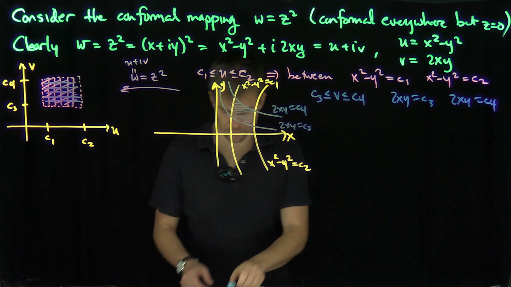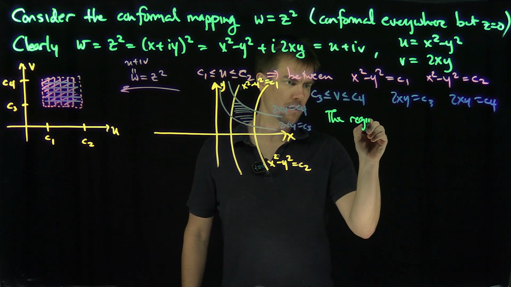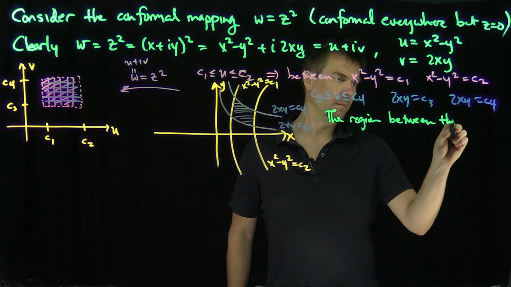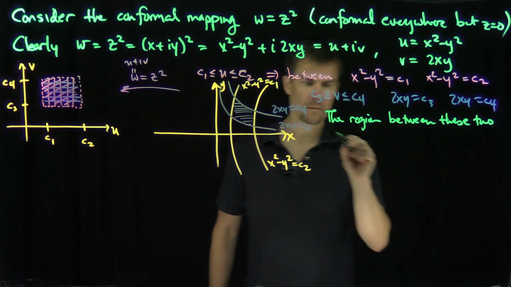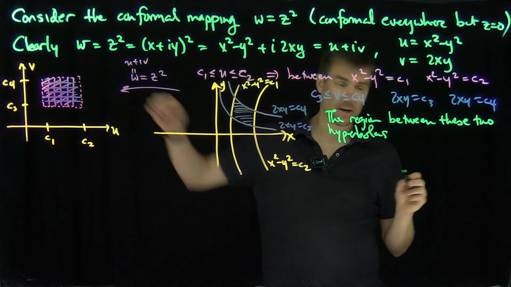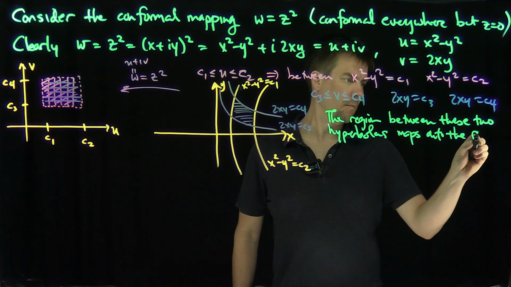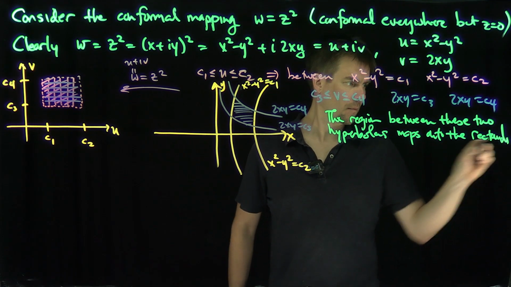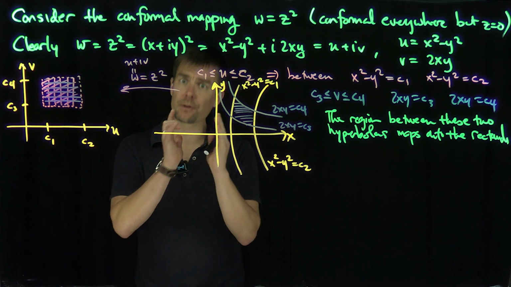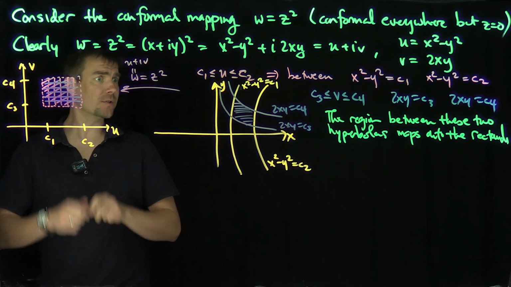So in other words, the region between these two sets of hyperbolas maps onto the rectangle. Excellent. Let's do another example where I look at some other rectangular shape in the xy plane and see where that gets mapped to in the uv space, okay? So this is very, very useful.